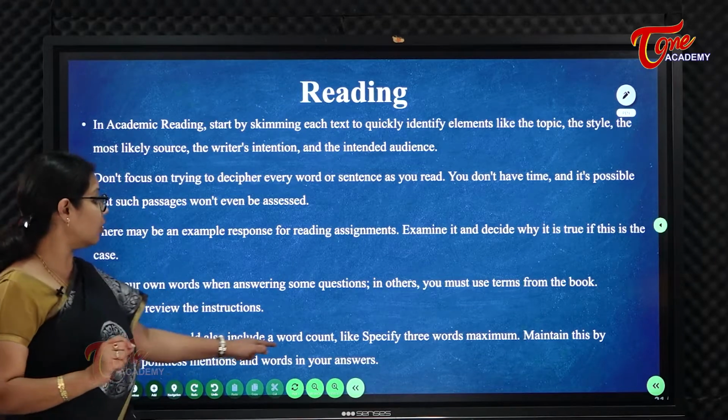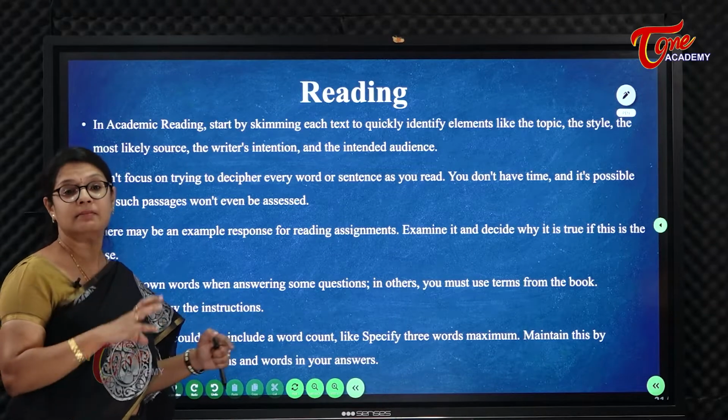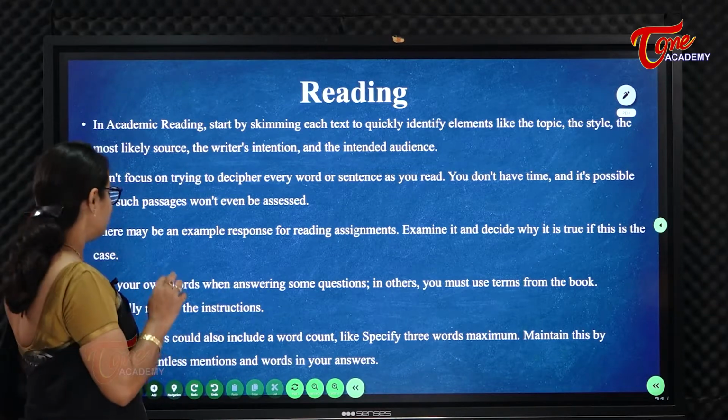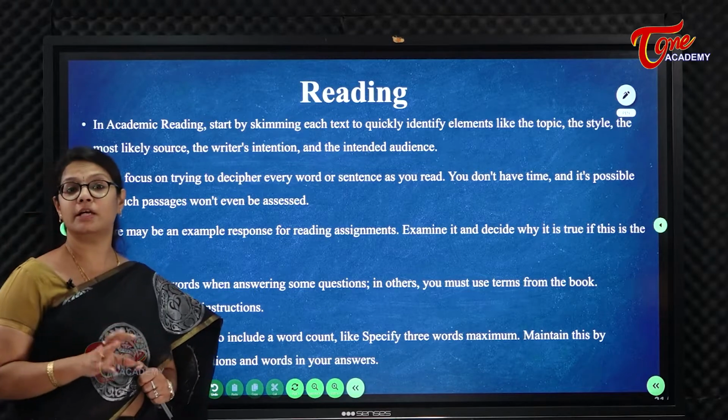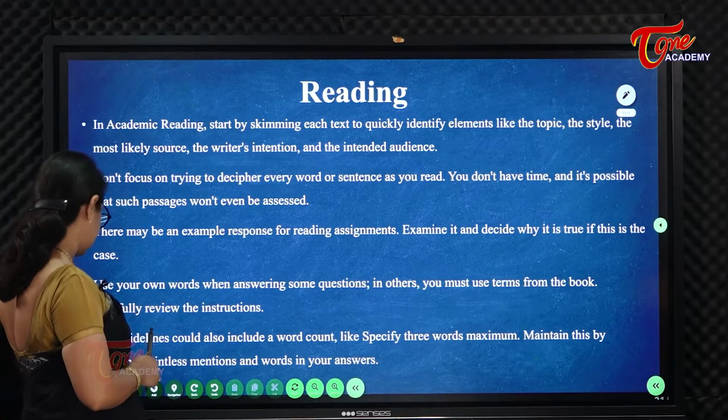The guidelines could also include the word count. They specify 3 words maximum, or don't take more than 1 word. So maintain this by avoiding pointless mentions and unnecessary words in your answers.